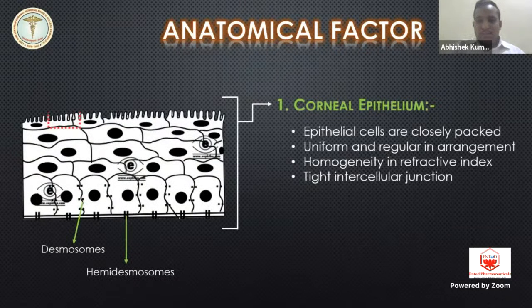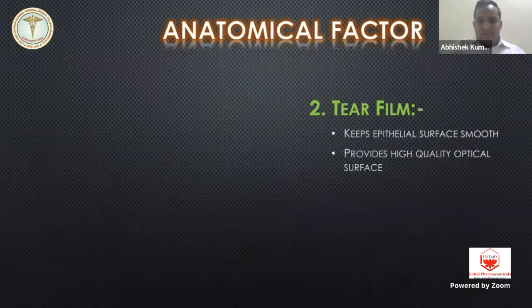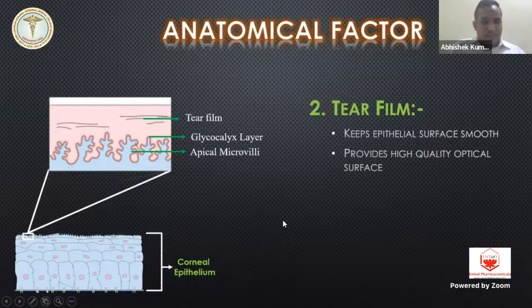Now first, corneal epithelium. The epithelial cells are closely packed and they are uniform and regular in diameter. They are homogeneous in refractive index and there are tight intercellular junctions. Now the tear film keeps the epithelial surface moist and it also provides a high quality optical surface. Basically the lipid layer of the tear film is responsible for this and it is secreted by the meibomian glands.